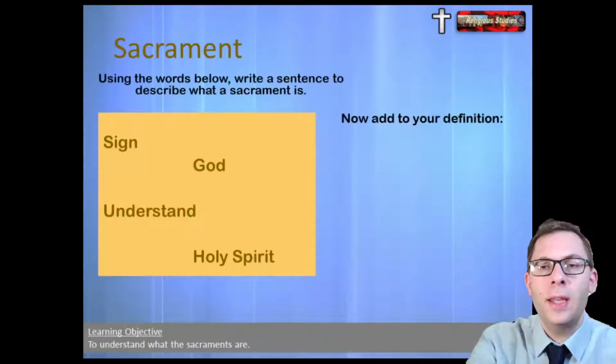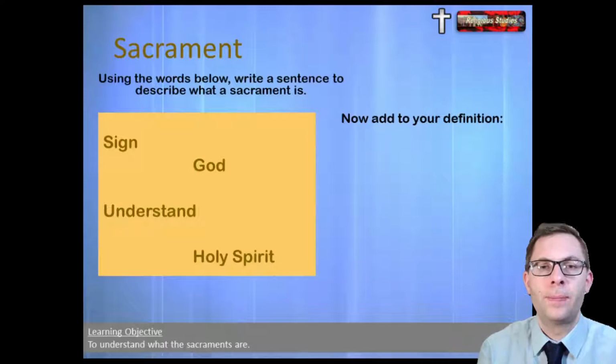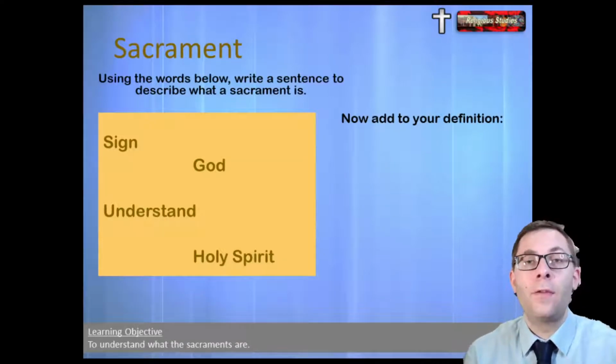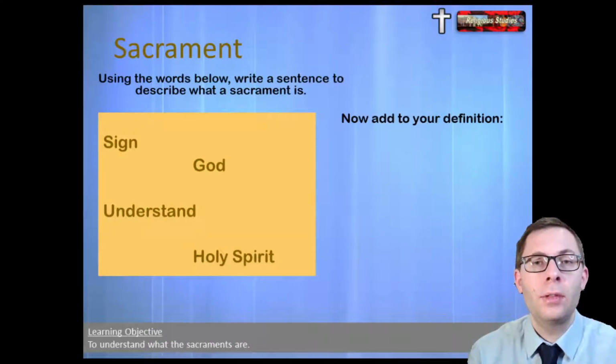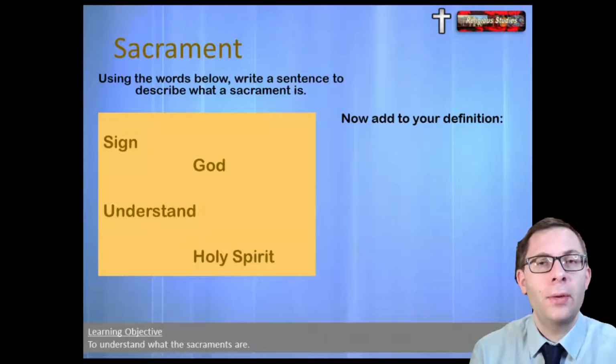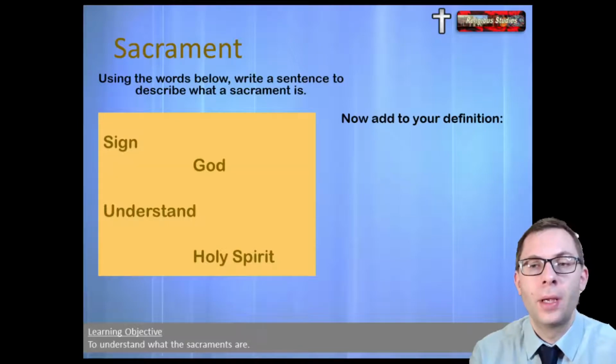But let's start with a definition of a sacrament. So behind me then are four words. What I'd like you to do is to write a sentence using at least two of those words, and that will help you identify what a sacrament is. So read those through and write a sentence where you've used at least two of those. So pause me now and then come back to me.